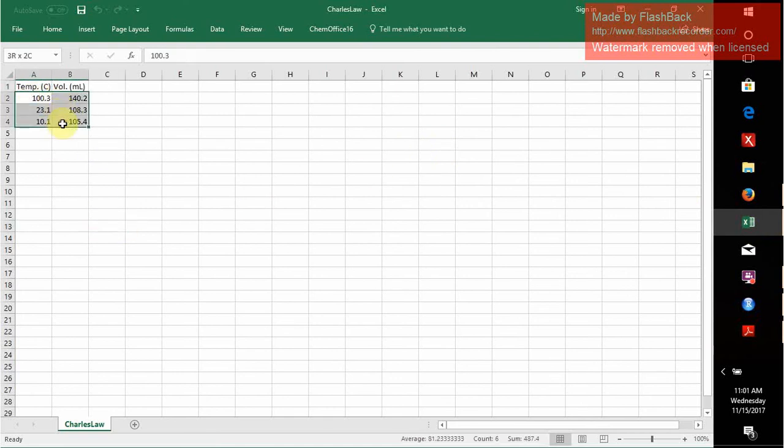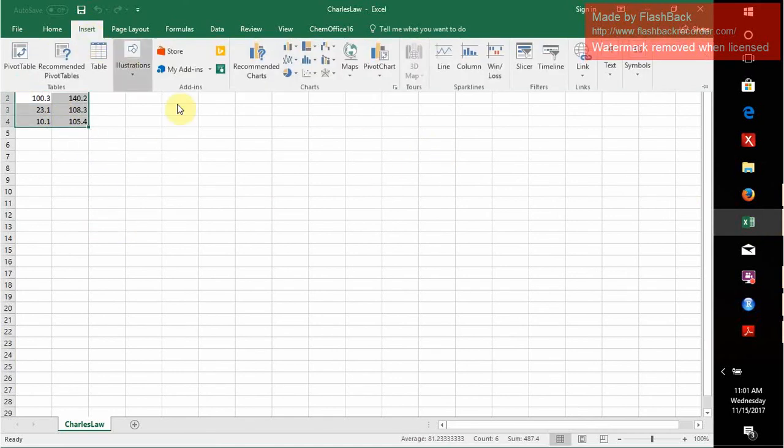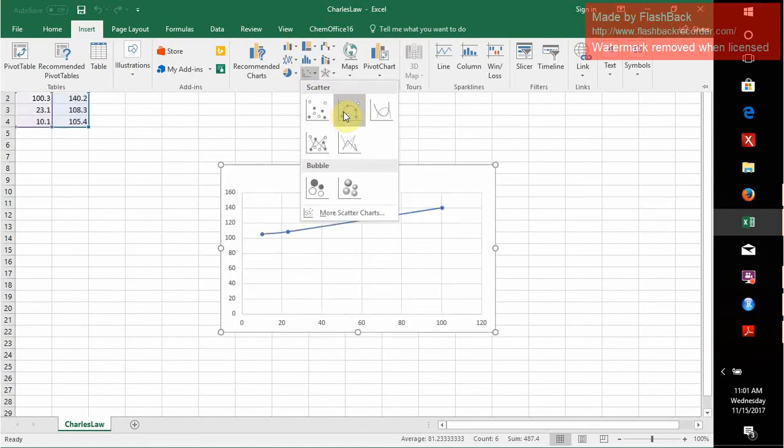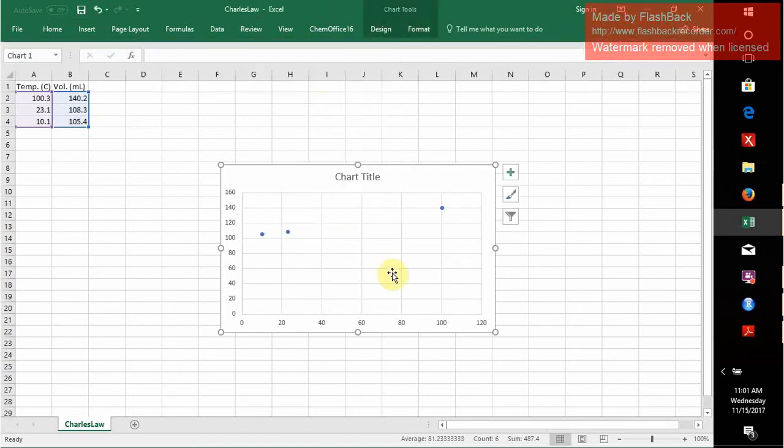So we have these two columns. I would highlight, go to Insert, go to Scatter Plot. We only want the data points. We don't want lines connecting the points. So we're going to go just here with the scatter, and we can go ahead and add a title here, and we're going to call this Charles Law for determination of absolute zero. Okay, that looks good.